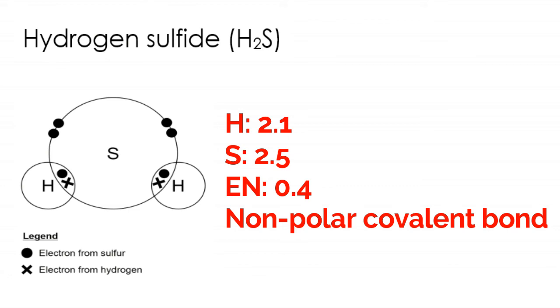Hydrogen sulfide is a covalent compound that is composed of 2 hydrogen atoms bonded to a central sulfur atom. The electronegativity value of hydrogen is 2.1, while that of sulfur is 2.5. Therefore, it is a non-polar covalent bond.